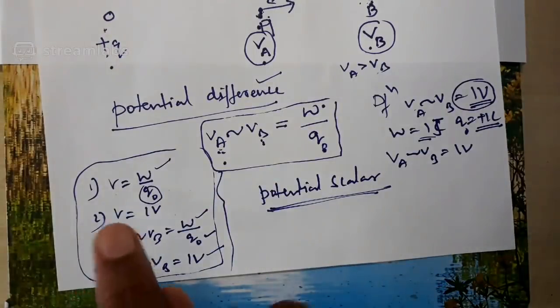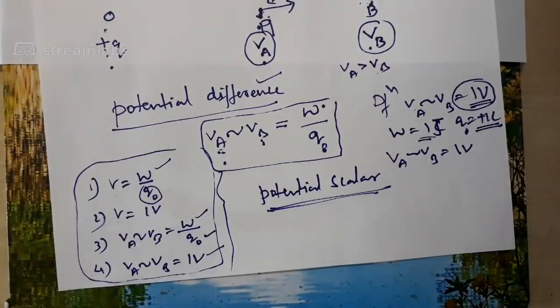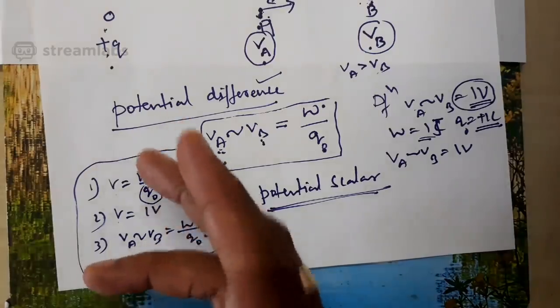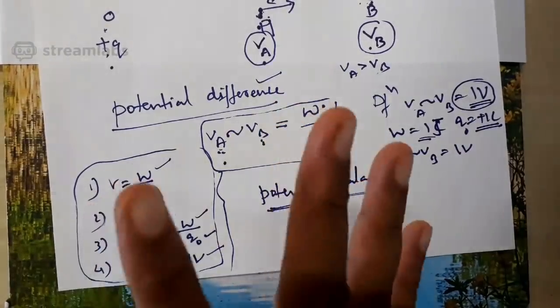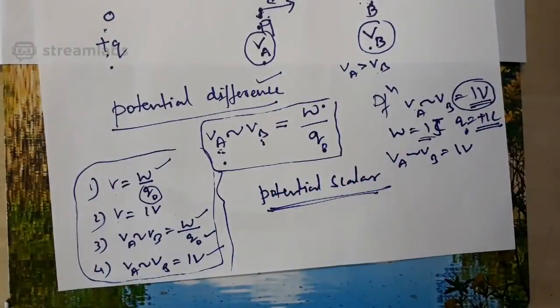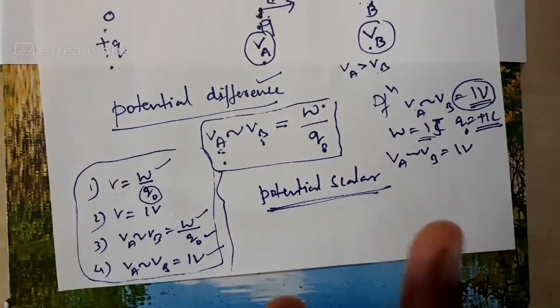Both electric intensity and electric potential, they are the 2 physical quantities. But the intention of these 2 physical quantities is to explain the strength of the electric field only. Both are explaining the electric field only, but the difference is electric intensity is a vector quantity, electric potential is a scalar.